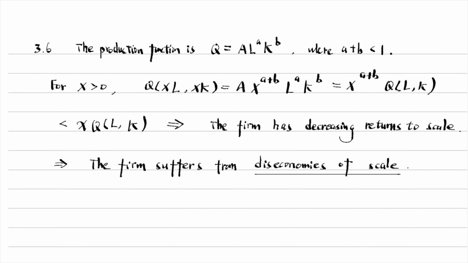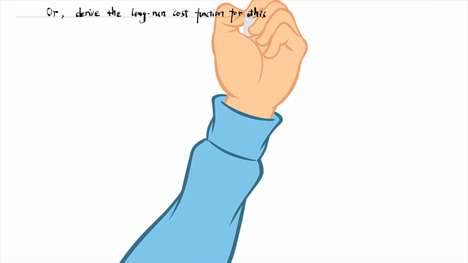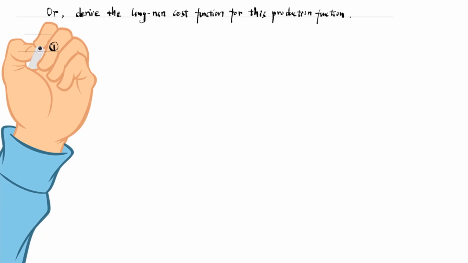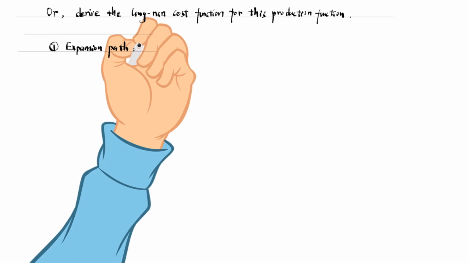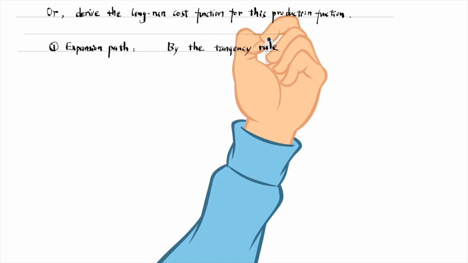Or we can address a general case in 4 steps. That is, we can derive the long-run cost function from the production function and then figure out its property. In the first step, we derive the expansion path equation, in which we can express K as a function of L. We use the tangency rule in this step.